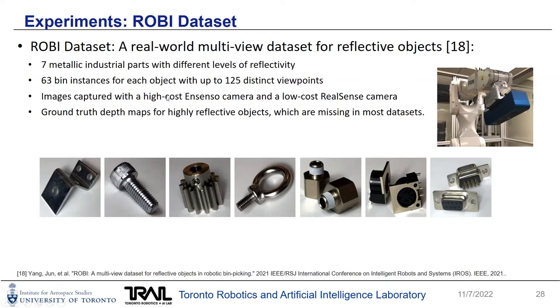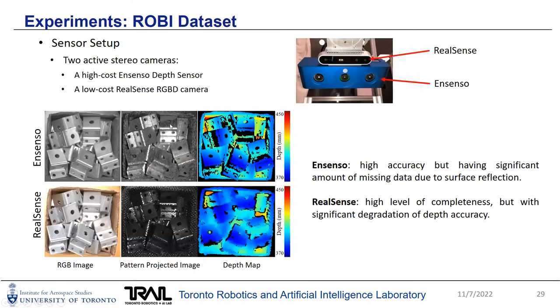This dataset is a multi-view dataset with highly reflective objects. It includes seven industrial object parts with different levels of reflectivity and in different bin scenarios. So you see that, we captured our dataset using two cameras, two depth sensors: one high-cost industrial sensor camera, which exceeds $10,000, and another RealSense camera, a very low-cost one, probably only like $200, right?